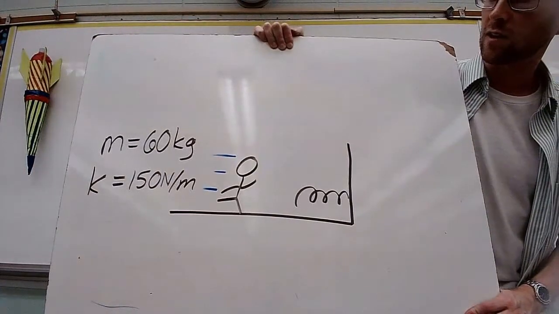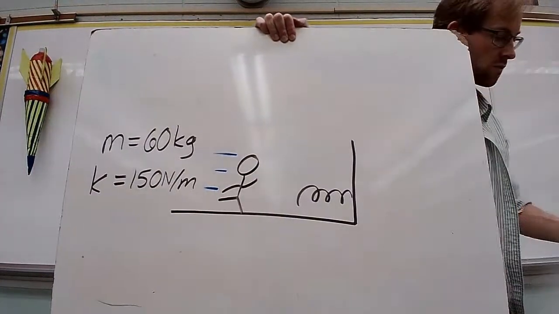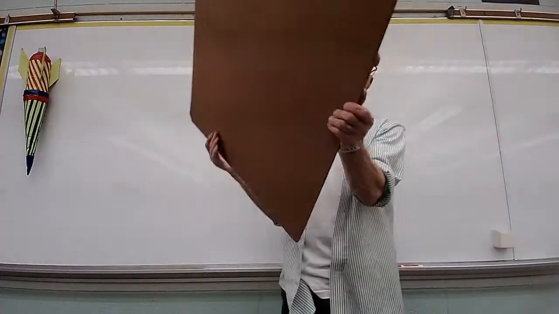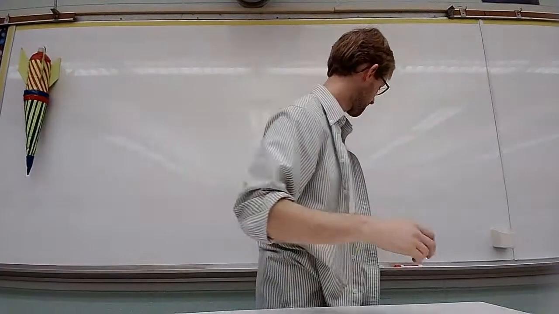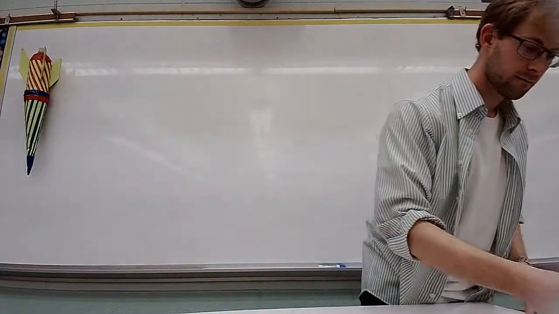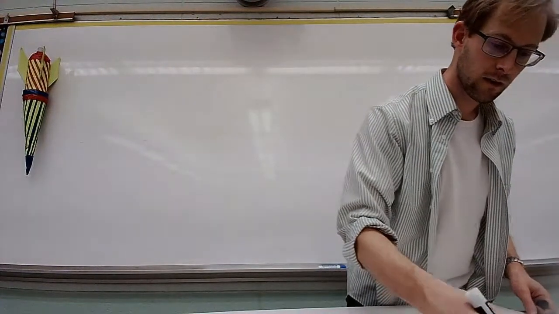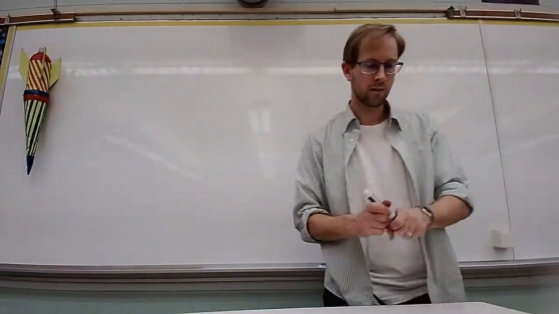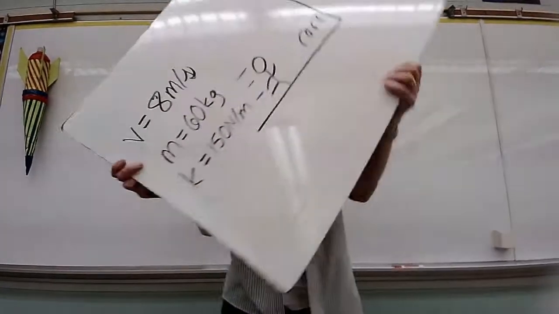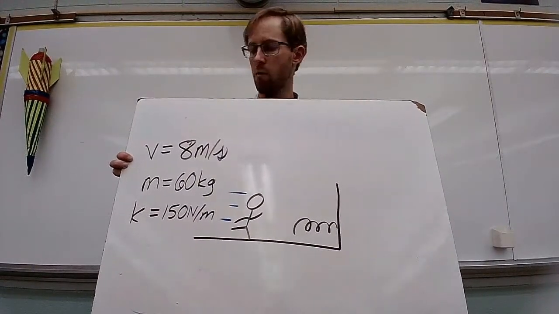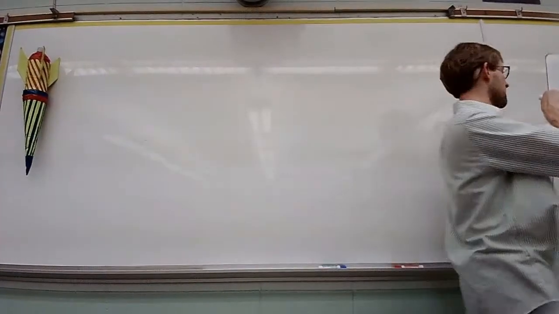The velocity, we'll say, is equal to 8 meters per second. And that's about as fast as a standard person can run, about 16 miles an hour or so. So let's see what happens.